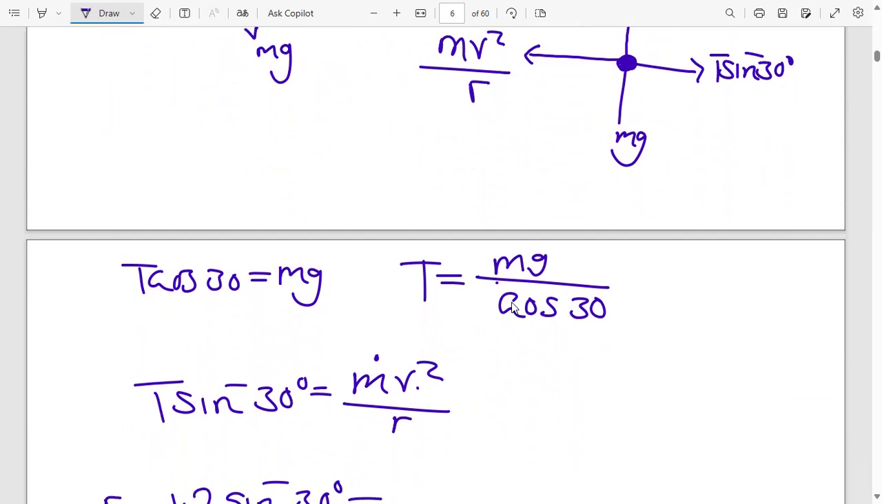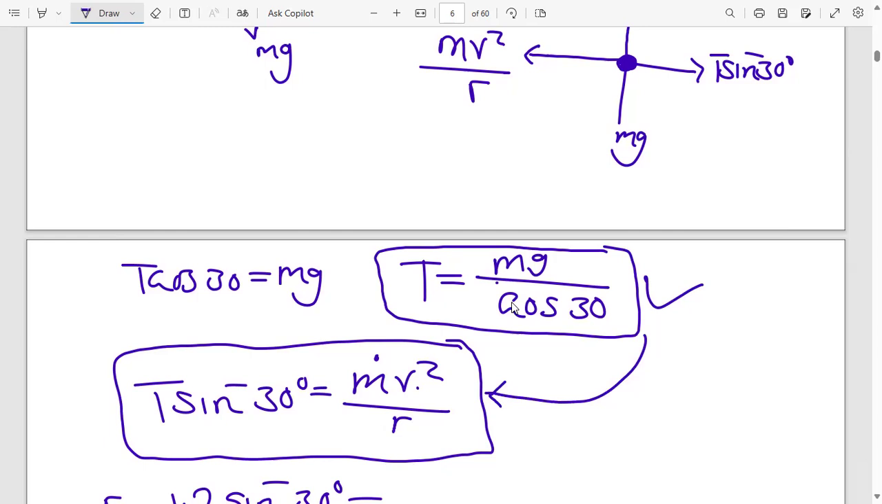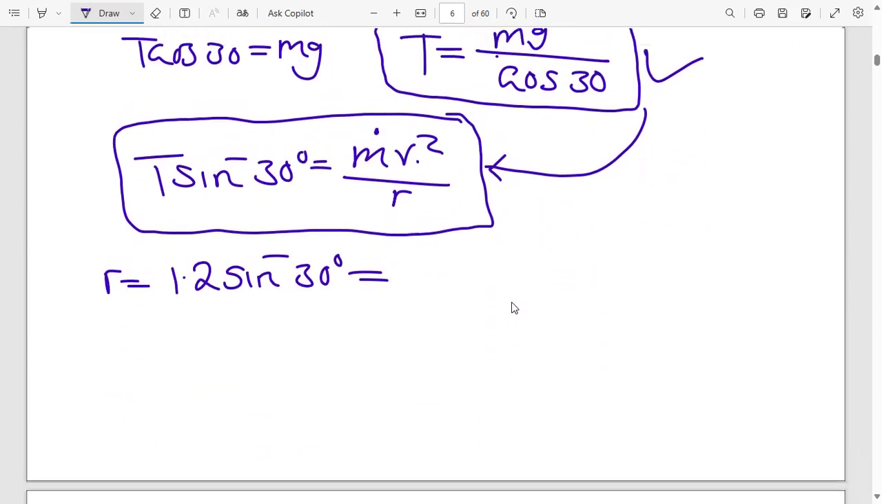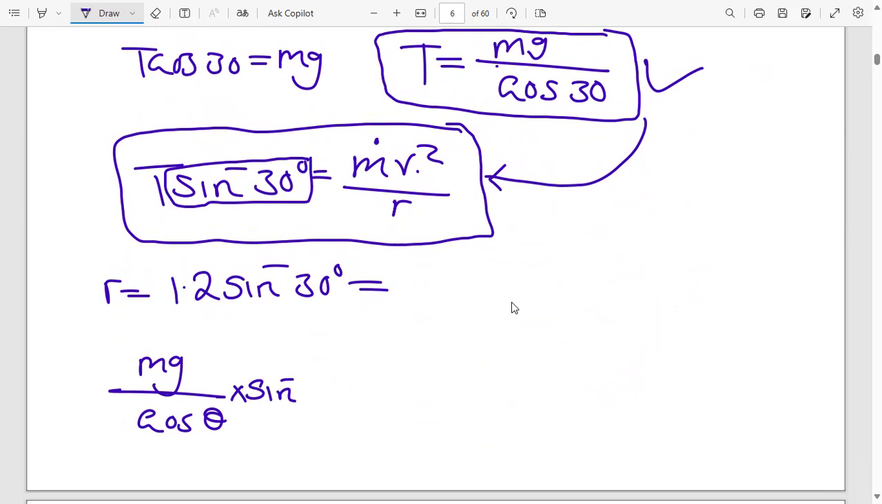So if you look at these equations now that we have here, we have this equation here. We also have this equation here in the x-axis. We know to say tension is equal to this. So we can get this tension that we've calculated here and plug it into this equation. And what are we going to get? Tension is mg over cos theta, multiplied by, what are we multiplying with? We're multiplying with this sine theta, which is here. So multiplied by sine 30 degrees. And this is going to be equal to what?